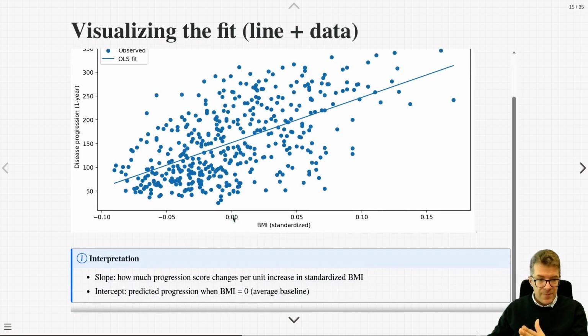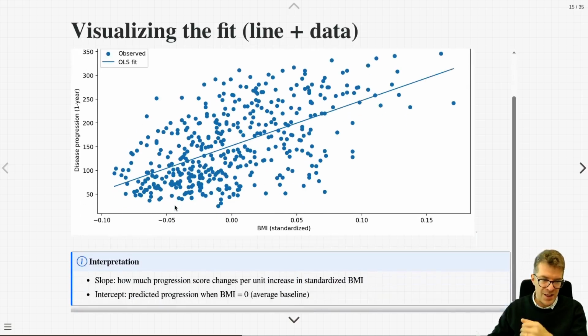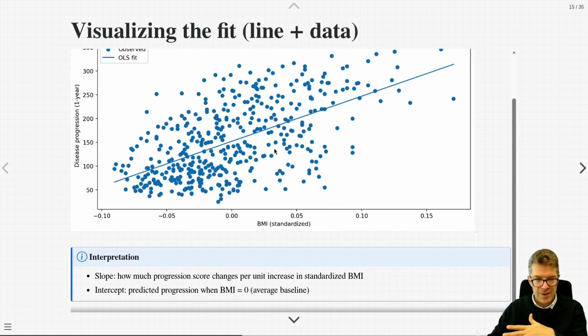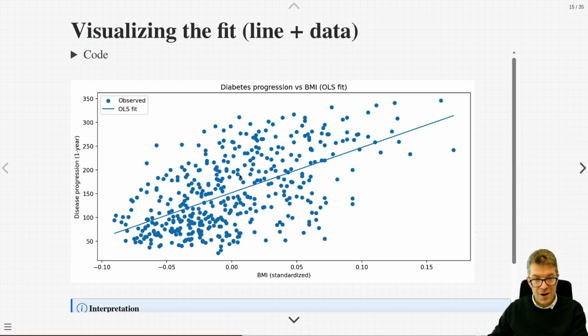This is our fit. So you can ask some questions now. How much does the progression score change per unit increase in standard BMI? Looking at the linear relationship between BMI and disease progression, you can get that from basically looking at the slope. Is the predicted progression when BMI is 0 realistic? Well, we just looked at that a moment ago, and maybe. It's kind of hard to tell looking at these images, but so far nothing extraordinarily awful leaps out at us.